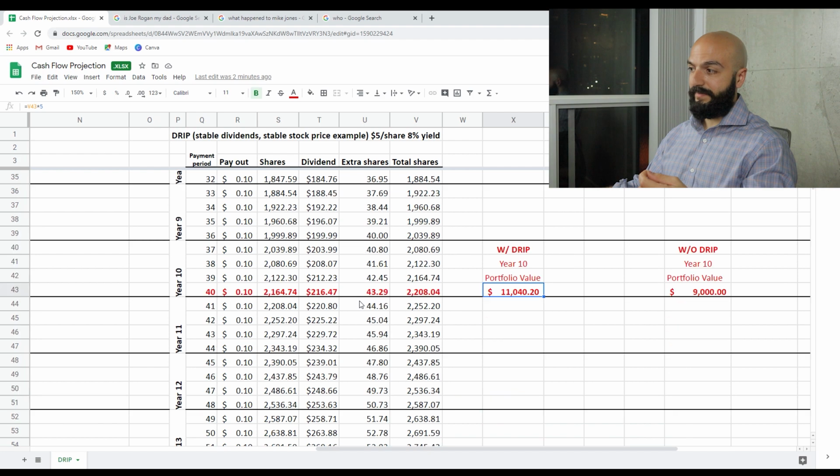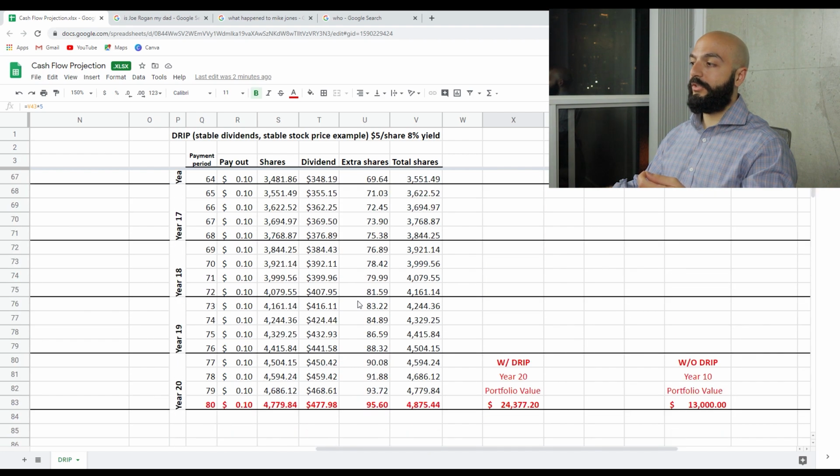Let's take this further. Let's go all the way to 20 years because we're long-term investors. Our dividend is now $477 a share, almost 5 times our initial dividend. Granted, it is 20 years, I get it, but look at the compounding effect. Our portfolio value is $24,377 with a DRIP. It's almost double our portfolio value without a DRIP. If we just took that money and spent it or did something else, who knows? But we'd only be worth $13,000, which again is taking $400 a year dividend times 20 years and then our initial $5,000 investment.